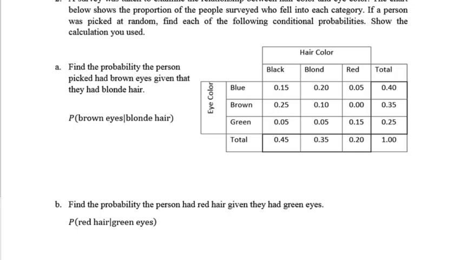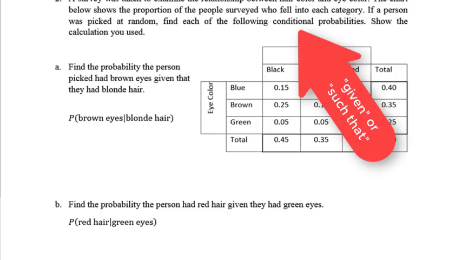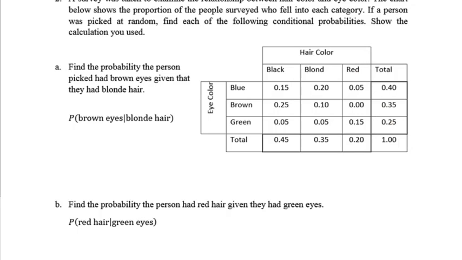A survey was taken to examine the relationship between hair color and eye color. The chart below shows the proportion of people surveyed. If a person was picked at random, find the following conditional probabilities. Remember, conditional probabilities mean a given or a such that. What's the probability the person picked had brown eyes given that they had blonde hair? In probability notation, that looks like this: brown eyes given such that they have blonde hair.